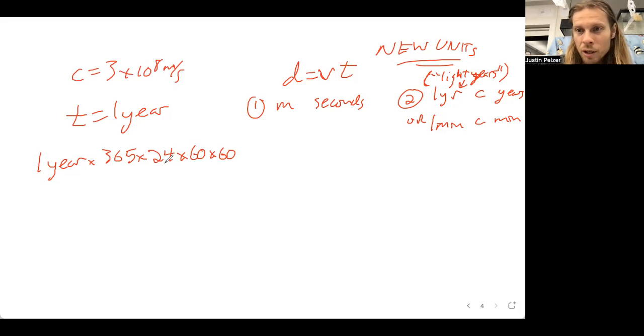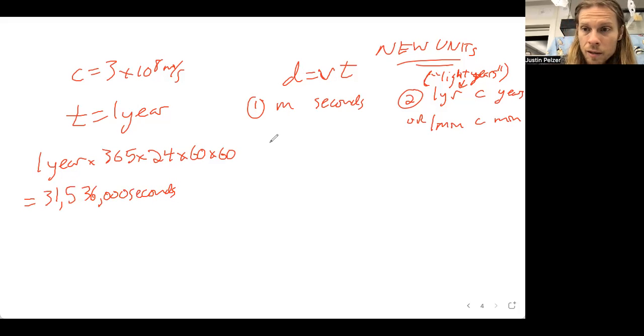So what I'm doing is I'm doing the seconds. So this is number of seconds in a year equals 31 million. Get my calculator here. 365 times 24 times 60 times 60. Right? 31,536,000 seconds in a year. So what I could do is I could write distance is the speed of light in meters and seconds times seconds.